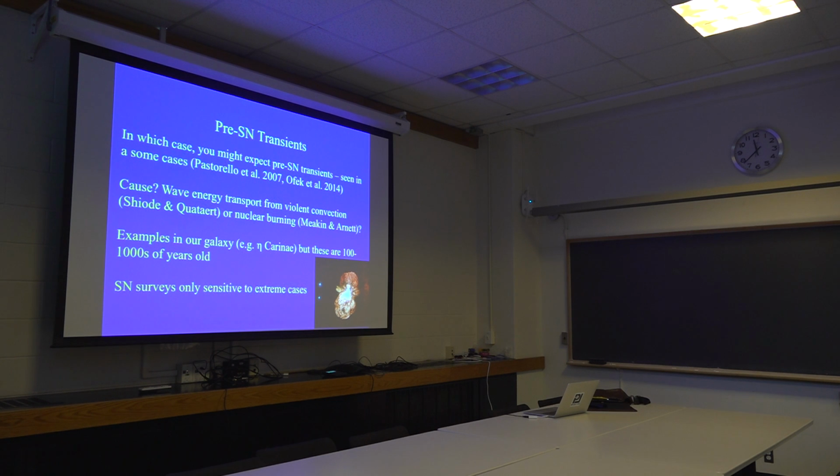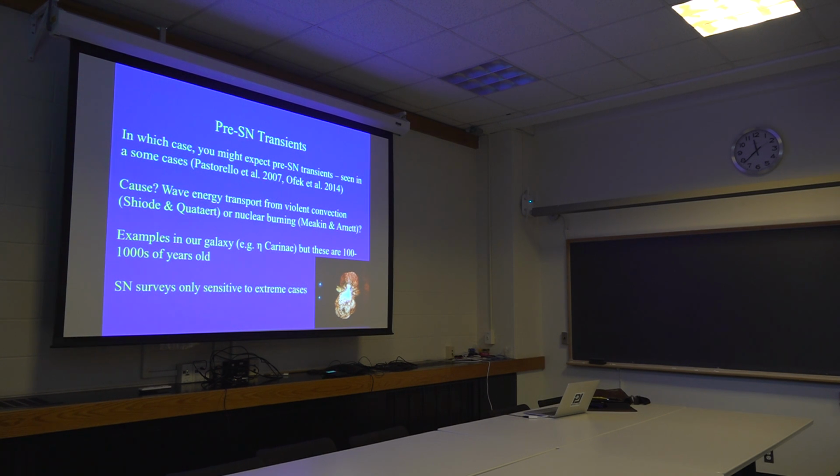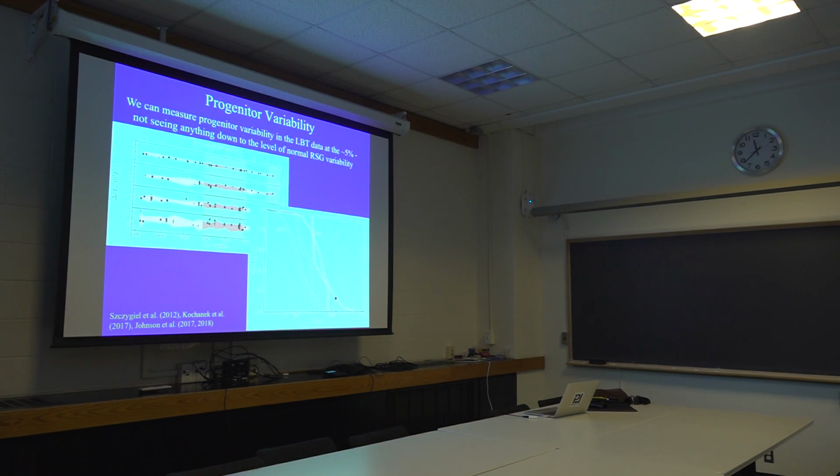Anyway, there are various pictures about how this might occur involving waves. Eliot Quataert is very keen on some wave coupling ideas. There are some nuclear burning ideas. All right. So we can take the progenitors of the supernova and we can look at how much they vary.